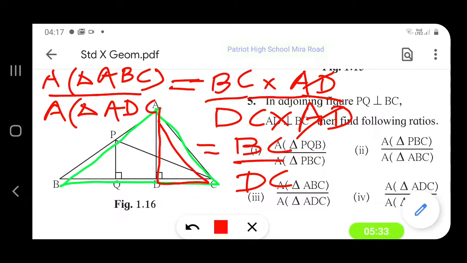Area of triangle ABC upon area of triangle ADC is equal to BC into AD upon DC into AD. AD height being common, it will get cancelled. So the ratio becomes BC upon DC.